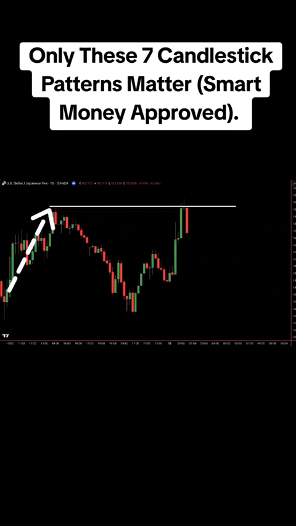The market pushes up, hits this level and pulls back, forming a clear resistance zone. Then price goes up again and taps that same level, but this time something different happens. The silent drop pattern forms. Here's how it plays out.